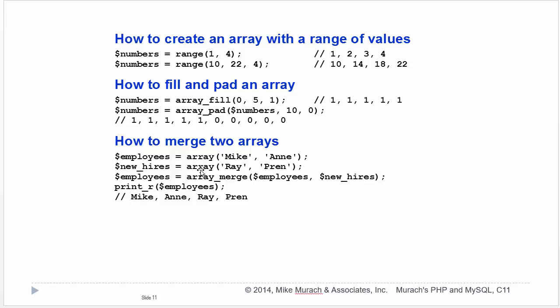We can also merge arrays. So if we have an employees array here, and we have new hire, and if we want to use the array underscore merge with our 2, we can essentially merge that and set it back to the original array name, and then we can print it to test that it indeed worked, and this is what it would return.